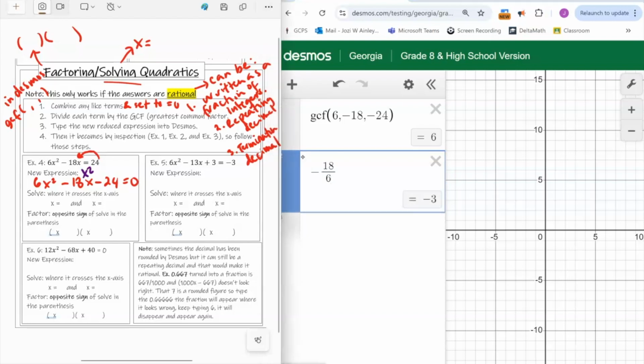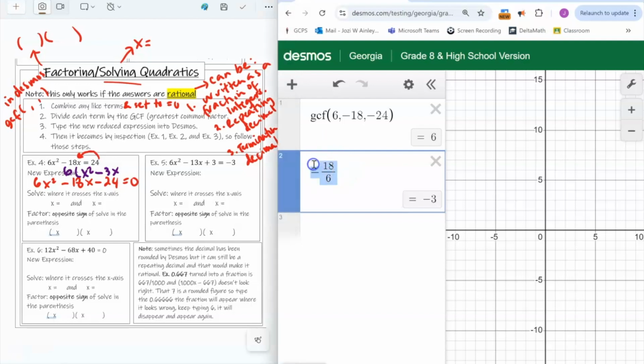So x squared minus 3x, and there's a 6 outside here. And then I take it out from negative 24. Negative 24 divided by 6 is going to be negative 4. So negative 4, equals 0. So I've taken out the greatest common factor, which is 6, which leaves this. Then it says type the new reduced expression into Desmos.